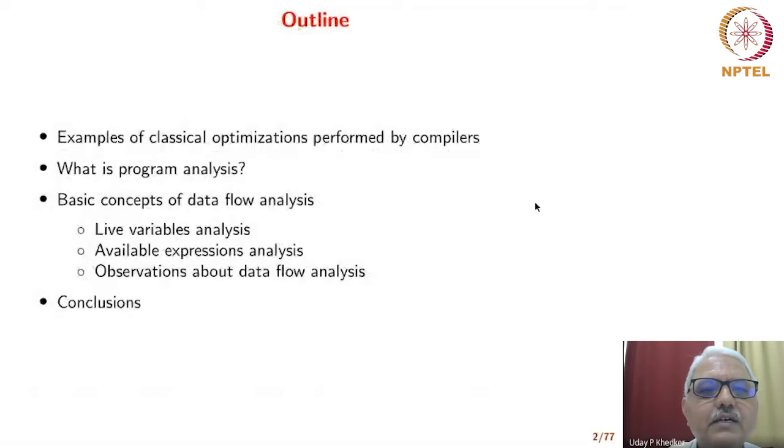And so this is the outline of my overall lecture. We will begin with examples of classical optimizations performed by compilers. Then we'll dwell a bit on what is program analysis. What do we mean by program analysis? And then we will look at this technique of program analysis called data flow analysis. In particular, we want to learn the principles of data flow analysis through two analyses called live variables analysis and available expressions analysis. And then we will conclude. So this is the overall outline of what we are going to do today.